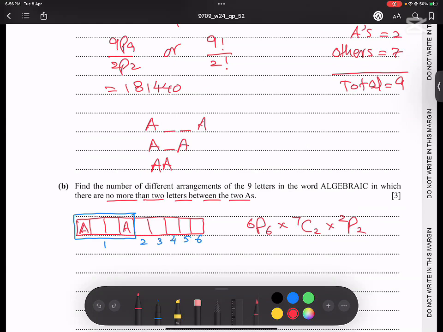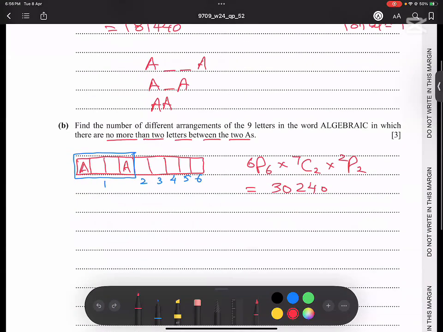So let's see what this answer turns out to be. Hold on, let me type in the calculator. And this answer turns out to be 30240. Okay, now the second option. So this is done. Let's talk about the second option.